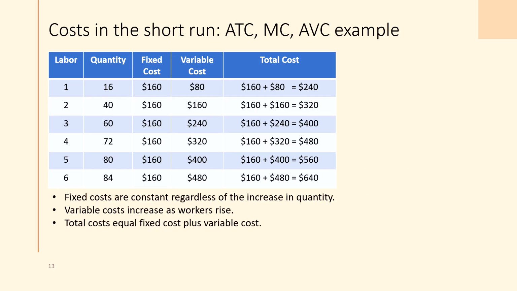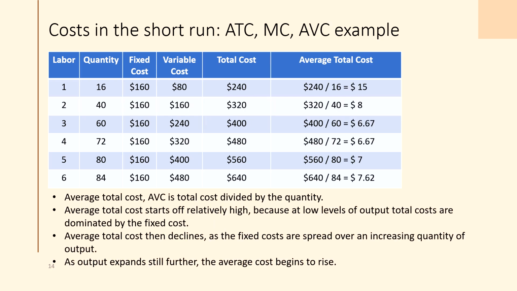Let's examine a detailed example. We are given data on labor, output, fixed cost, and variable cost. Fixed cost remains constant at $160 regardless of output. Variable cost increases as more labor is used. Total cost is calculated by adding fixed cost and variable cost.